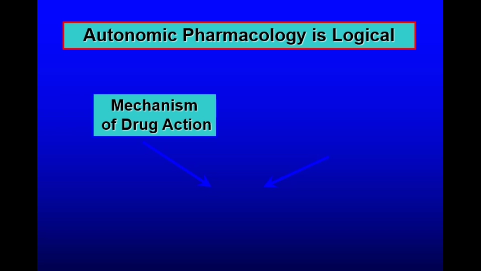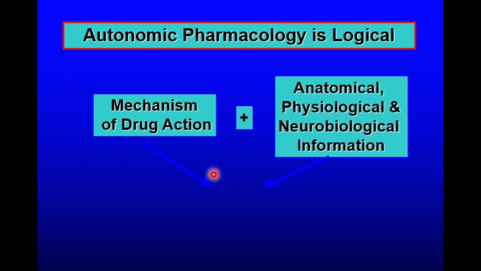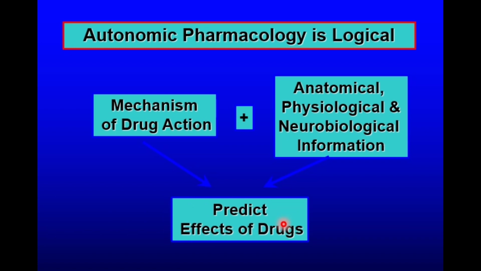How could a study of autonomic pharmacology be logical? If you know the mechanism of action of a drug and add this information to the knowledge of neuroanatomy, physiology of the autonomic nervous system, and the changes it makes to effector cell activity, then you can easily predict the effect of the drug.